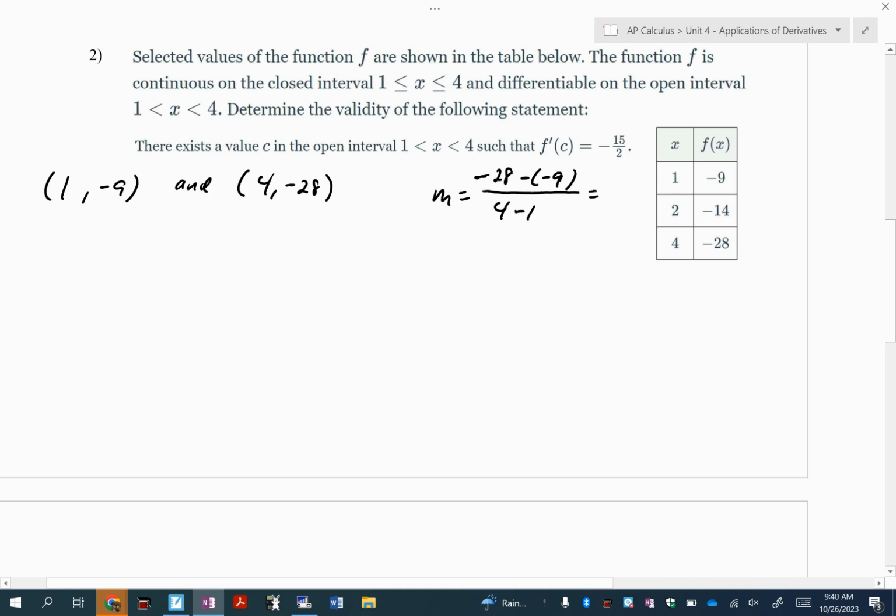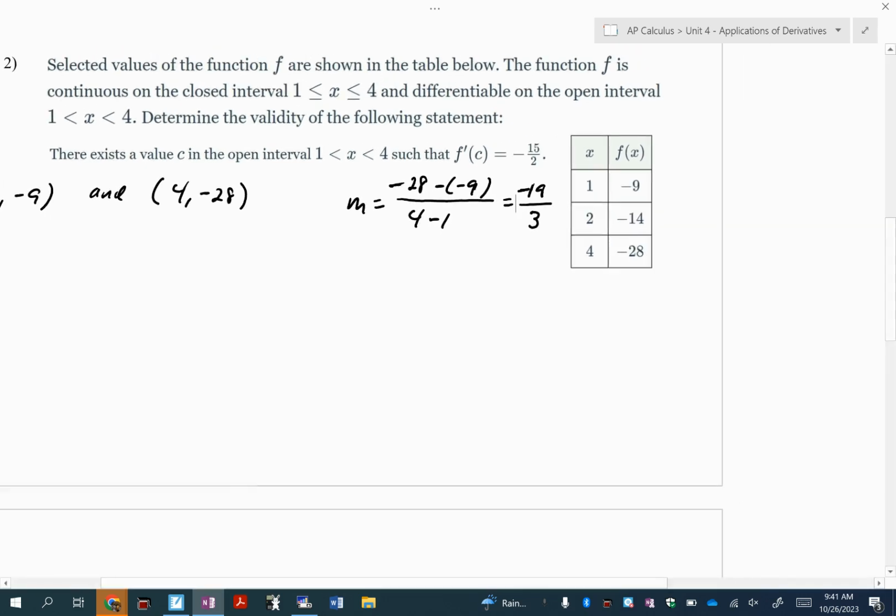What's negative 28 minus a negative 9? And then what's 4 minus 1? 3. And I don't actually know what that is as a decimal, but if you wanted to, we could get it. Does anyone know what it is as a decimal? You don't have a calculator or a phone, so it makes it tough. It's going to be negative 6 point something. Is it repeating? Yeah, it's repeating. You're right. Negative 6.3 repeating. So I'll put it to the side here.